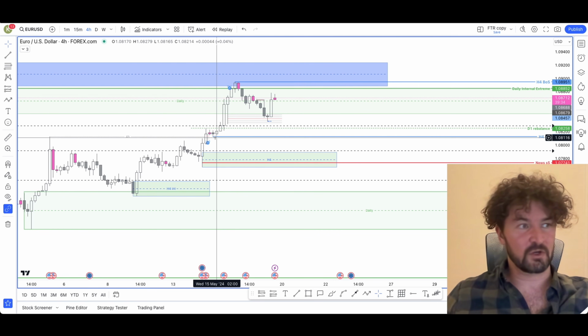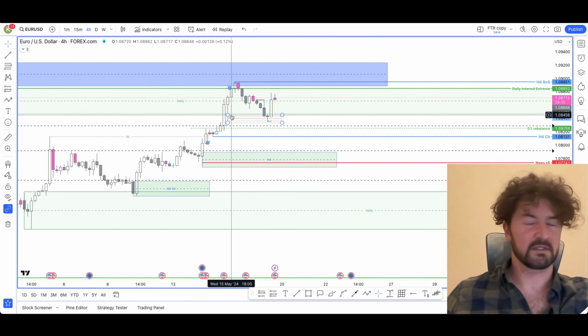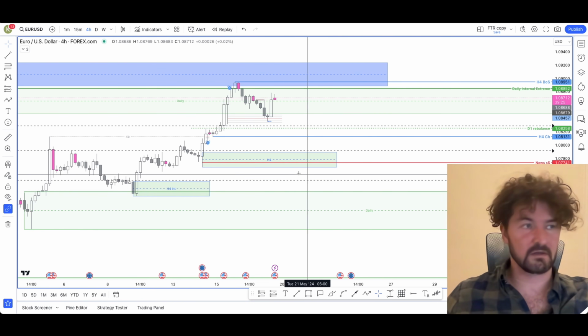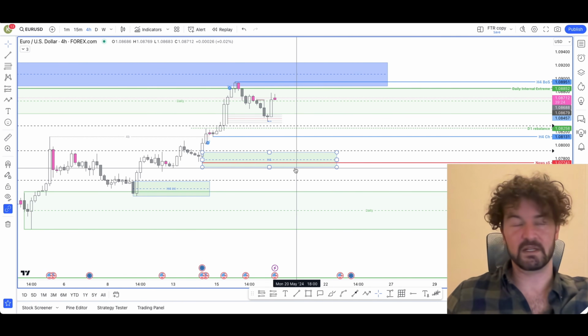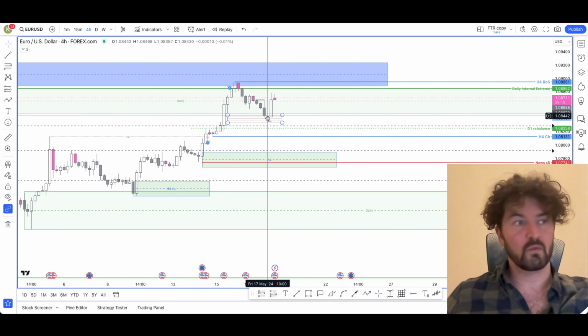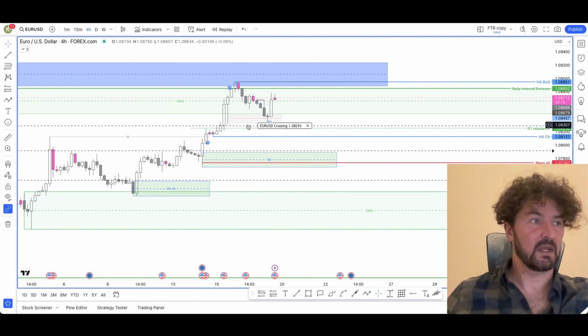Therefore, CHOCH was down here, BOS was up there. We're expecting a deep-ish retracement, so preferably halfway or further into the discount zone, because obviously the second half is going to be discounted, and work our way up. We ended up getting a doji candle, which I'm going to show you in a minute, why it was really important.